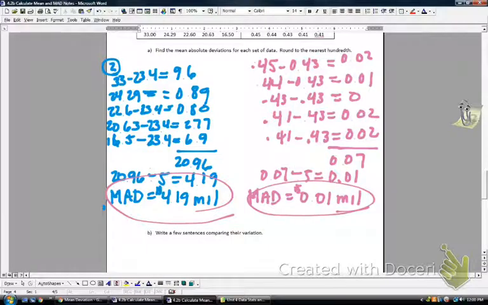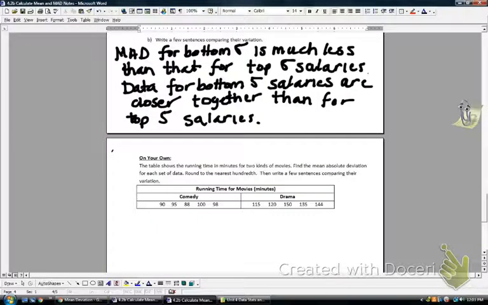Okay, then the last part of this is we need to compare. So let's go ahead and look at the last part of this example. Okay, so the mean absolute deviation for the bottom 5 salaries is much less than that for the top 5 salaries. Data for the bottom 5 salaries are closer together than data for the top 5 salaries. So now notice how I'm comparing the mean absolute deviation as well as the data when I wrote my comparisons. So keep that in mind when you do yours. Do them on your own and come back and check your work.